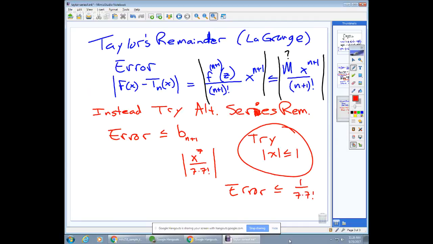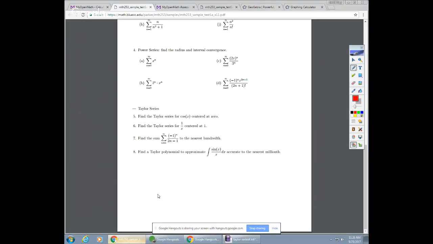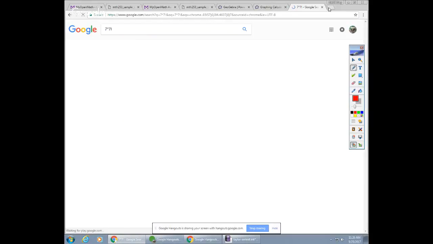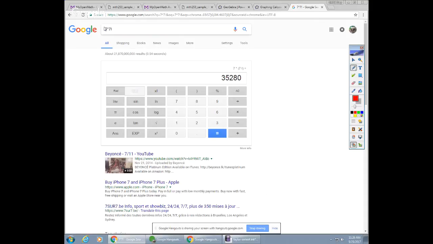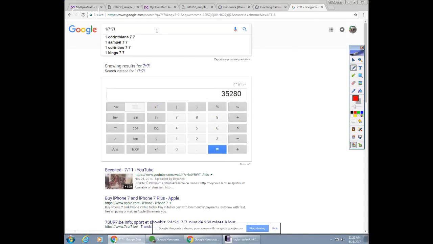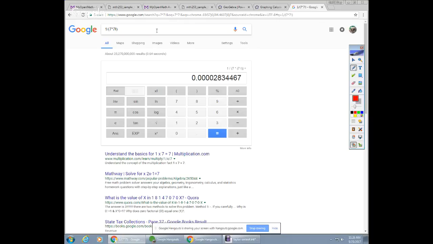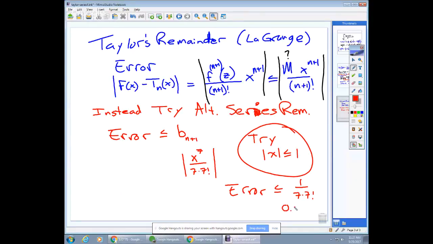What is 7 times 7 factorial? Let's check it out. Calculators, please, help me out. 7 times 7 factorial is 35,000. And if I divide by 35,000, I get 4 places of accuracy, so 0.0000, let's call it 3. So this right here is about 0.00003. So on the interval from -1 to 1, I'm at least this accurate.